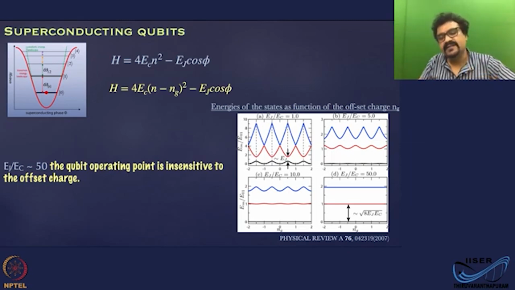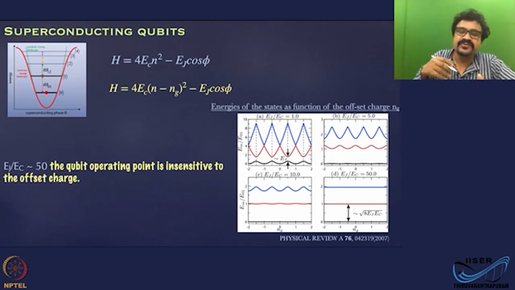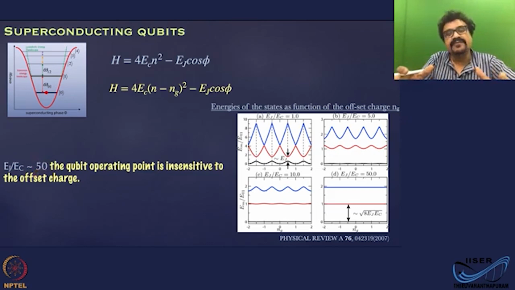And that is the proposal, or that is the current state of the art, where you use a shunting capacitor across the junction, parallel to the junction, so that the EC term will come down without disturbing anything else, and the EJ by EC ratio you can increase. But it's not really large, like in the flux qubit regime. This is still in the charge qubit regime, but EJ by EC is something like a few tens, okay?